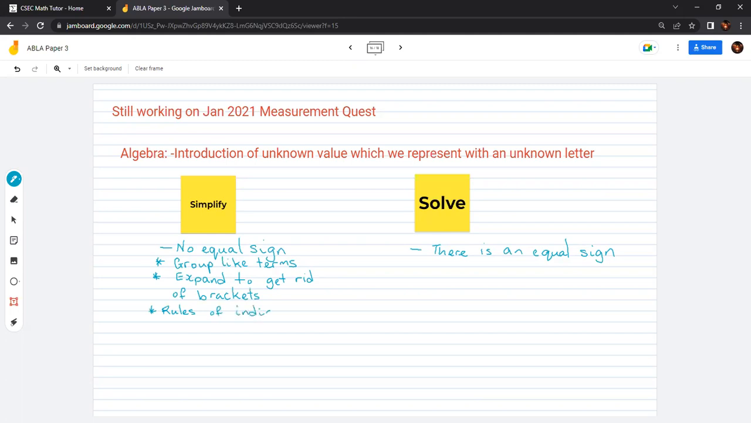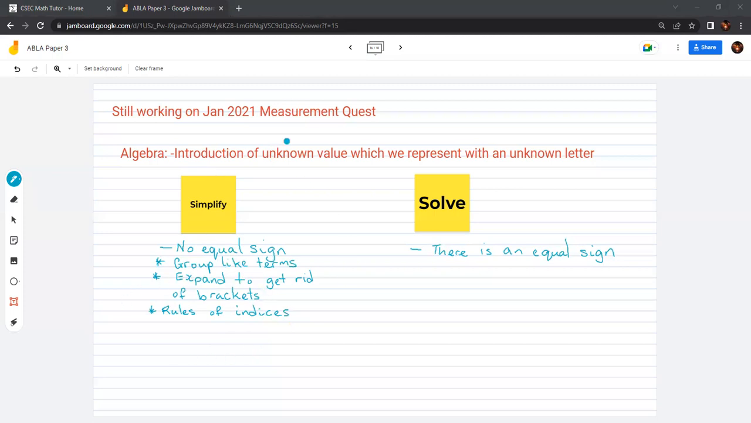One of the questions that we looked at last week in Paper 3 had some algebra with it. So we're going to go over algebra and make sure that we're clear on it, so that when we go back into our question, it's going to be easier.